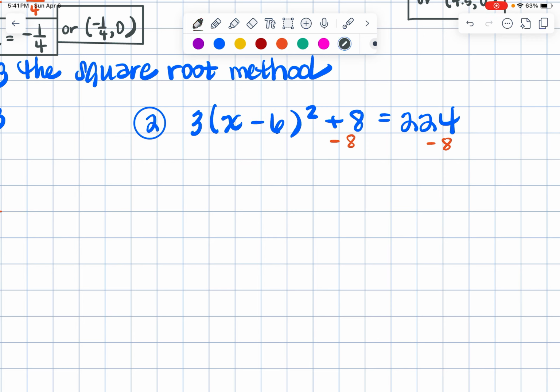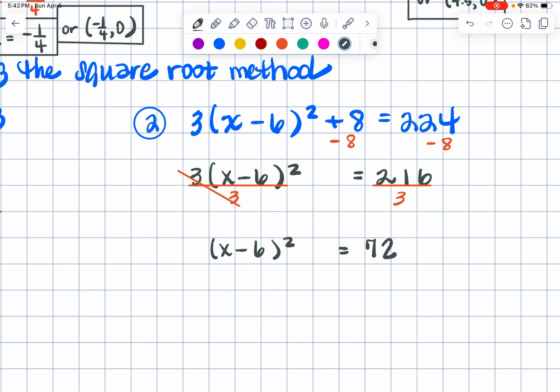All right, so that's going to leave us with 3 times x minus 6 squared, and that's going to equal 216. And then we're going to get rid of that 3 multiplier next. So we're going to divide this entire side by 3. All right, so the 3's cancel, and that's going to leave us with x minus 6 squared equals 72.